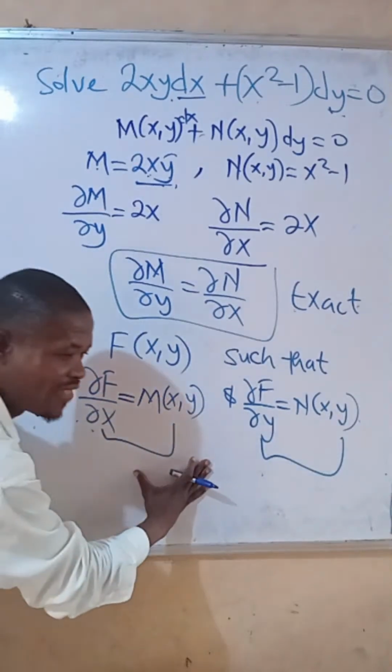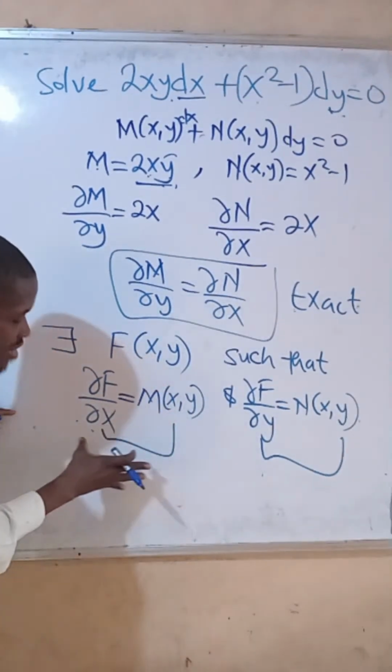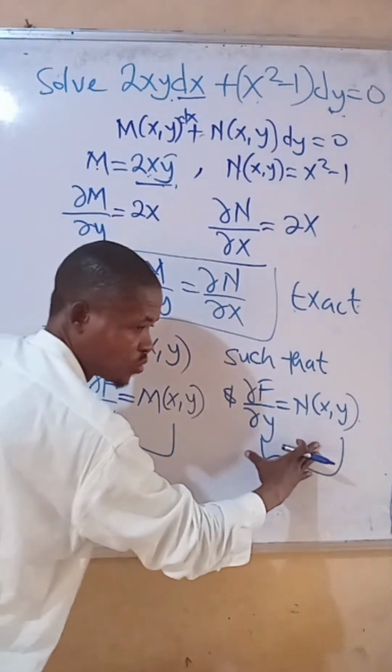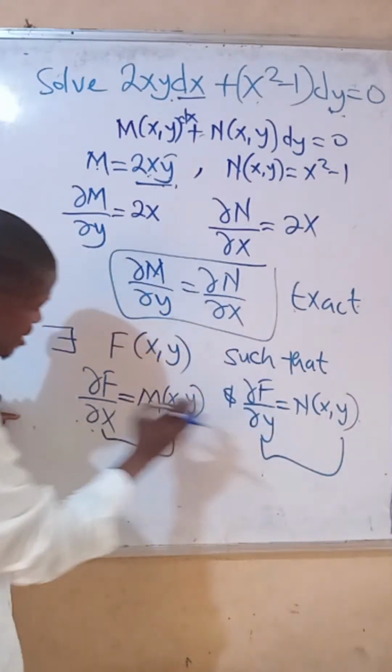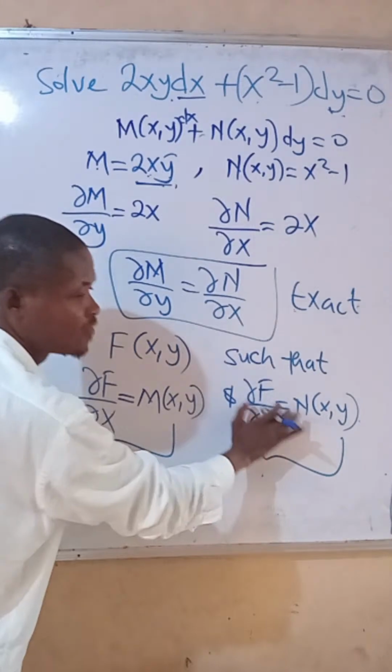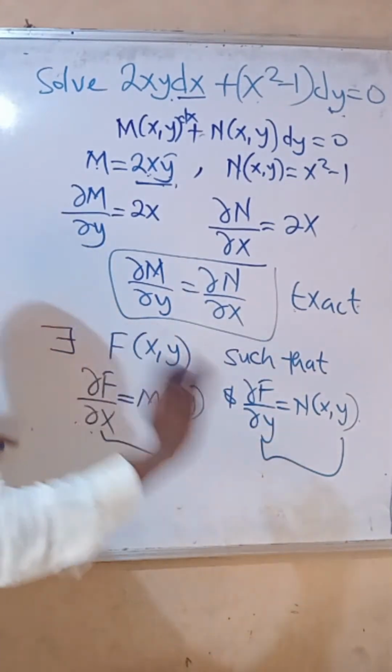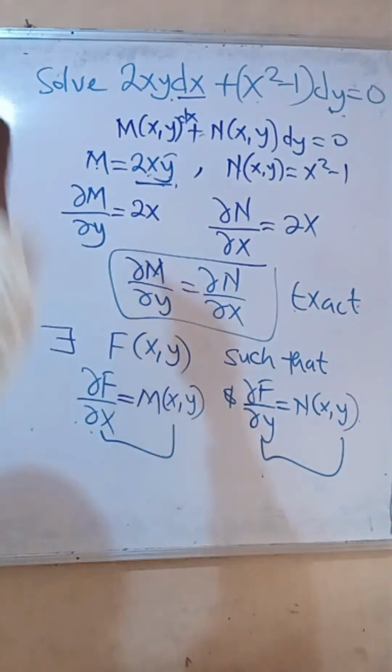So this is where we are now. We can use the first one, or we can use the other one, the partial of f with respect to y or with respect to x. We can use either of the two to get the general solution. So let me use the first one here.